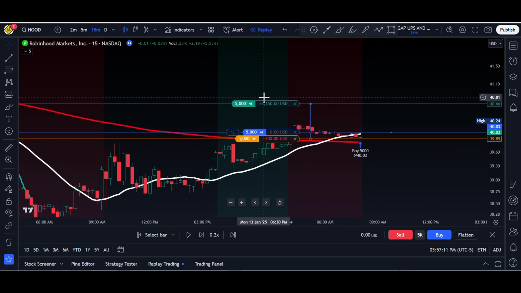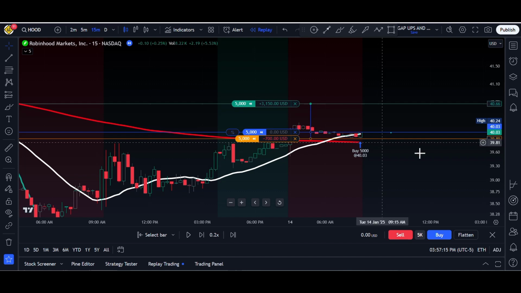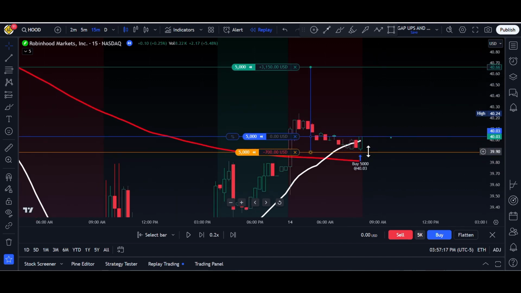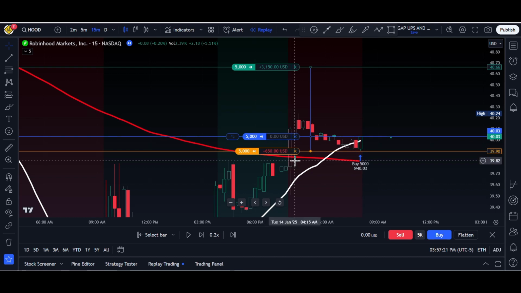So I got my TP set up here at about 3,100. I got my stop loss in right under the candle. I can actually get it tighter to about 650. Let's get it there. So if I lose that candle, I'll lose $650. And if I could get this run going, I'll get 3,000 or so, probably even more.